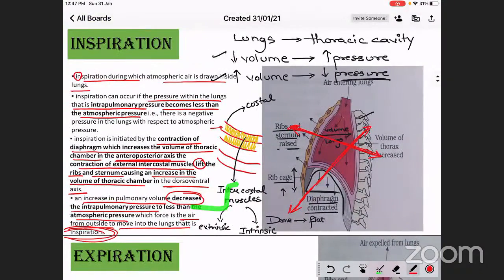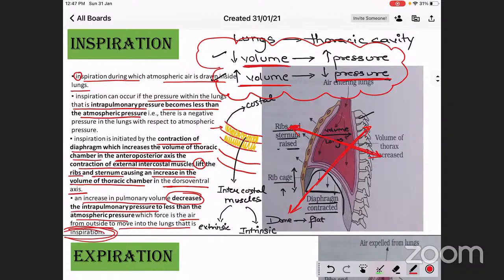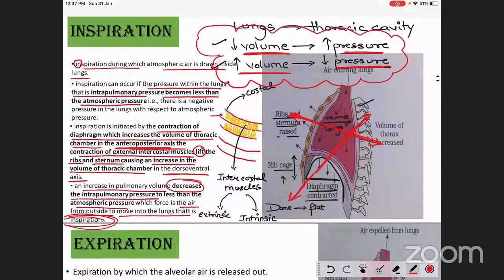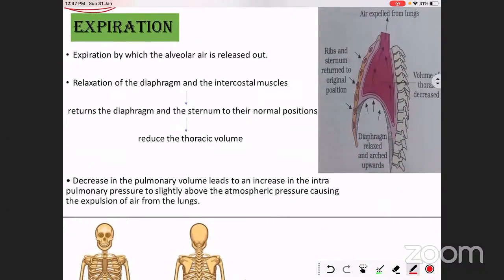Now we have already seen the diagram and completed the theory, and you have to remember the volume and pressure relation. If the volume is decreasing, pressure increases. If volume increases, then pressure decreases. We applied this second basic in inspiration. Now this first one, that if the volume decreases the pressure increases, we will apply in expiration, when the lungs are pushing the air outside the body. So all opposite things will happen in expiration.